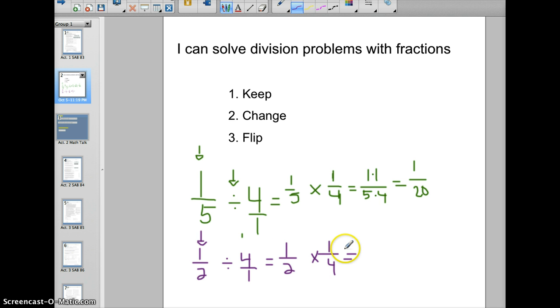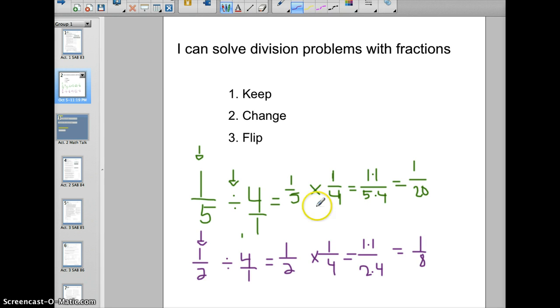And now we just go across and multiply. 1 and 1. 2 and 4. That gets us 1/8. Okay, so keep your first fraction or your first number, change your division into a multiplication, flip your second number into its reciprocal. So flip the number, okay? Remember, also simplify before you multiply.